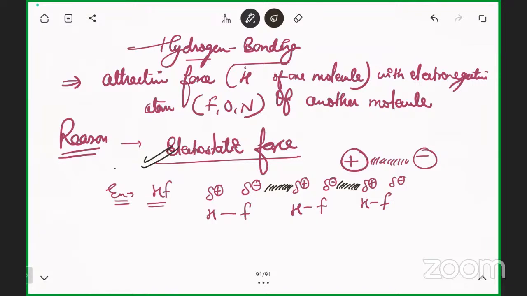So this is a sort of attraction between the hydrogen of one molecule and the electronegative element of another molecule. The HF is a different molecule. So this sort of bonding is known as hydrogen bonding. This sort of bonding is known as what? Hydrogen bonding. And if someone asks the reason behind hydrogen bonding, the reason is only the electrostatic force of attraction. Just because the positive and negative charges attract each other, that's why we are considering it as hydrogen bonding, an electrostatic force of attraction.